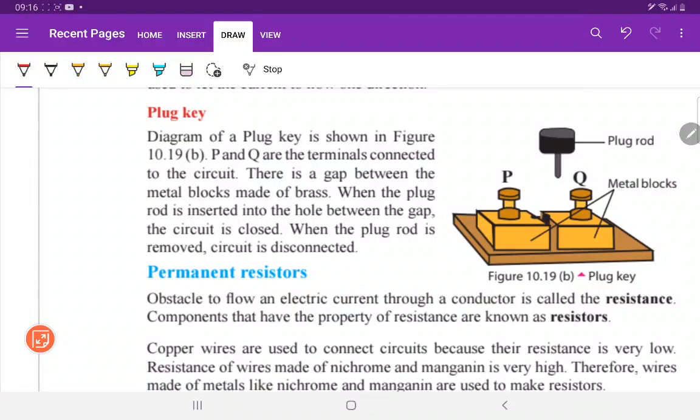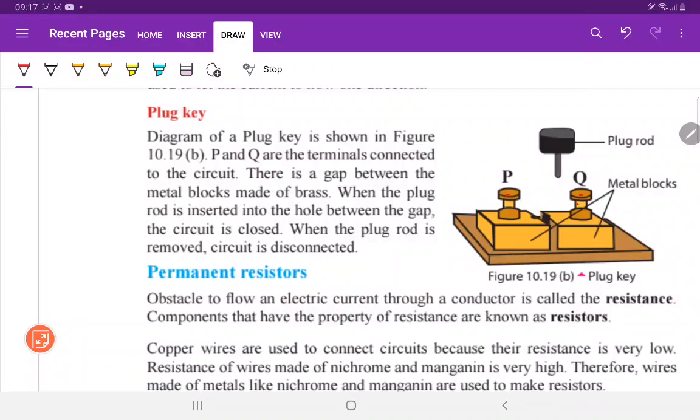Plug key. You can examine the diagram of a plug key shown in Figure 10.19. P and Q are terminals connected to the circuit. So this is one terminal and Q is another terminal, like the terminals in the dry cells, terminals in the bulbs, terminals of the LEDs. Likewise, here there are also two terminals.